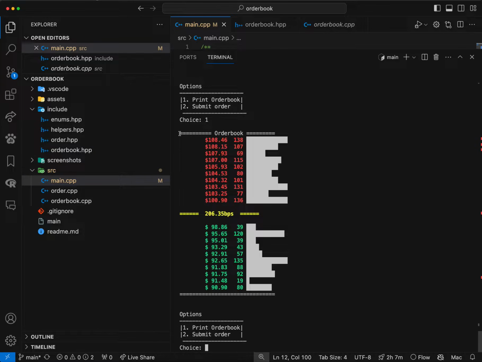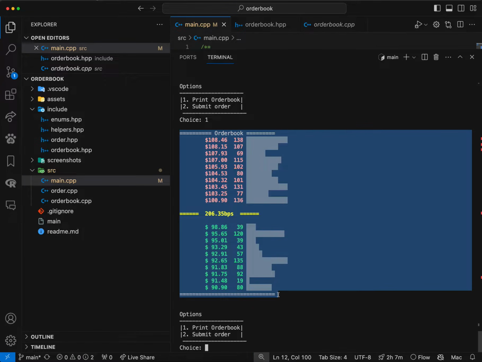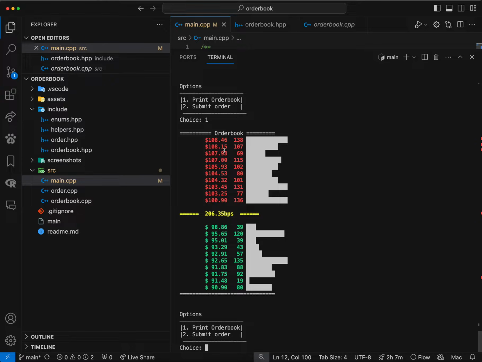Okay, so this is a visualization I've made of an order book. Up here in the red we have all the asks, how much people are willing to sell for. Here in the green, we have how much people are willing to buy for. For every price level, so this is $108.46, 138 units are available to be bought. So people are offering 138 shares of Apple, for example, at this price level. And you can see all these different price levels with all these different quantities.